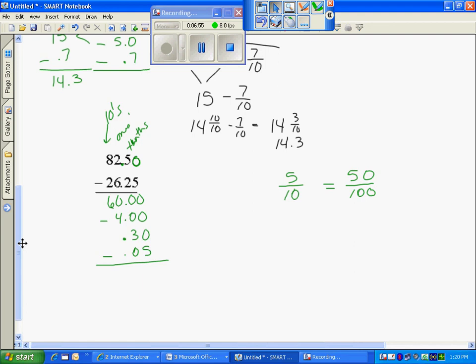I always again kind of look at these in pieces. 60 minus 4 is 56. 30 cents, spend 5 cents, leaves me with 25 cents. And combining these, I have $56.25 left. So I was hoping that when you put this into numerical, into dollar amount, it might make a little bit more sense.